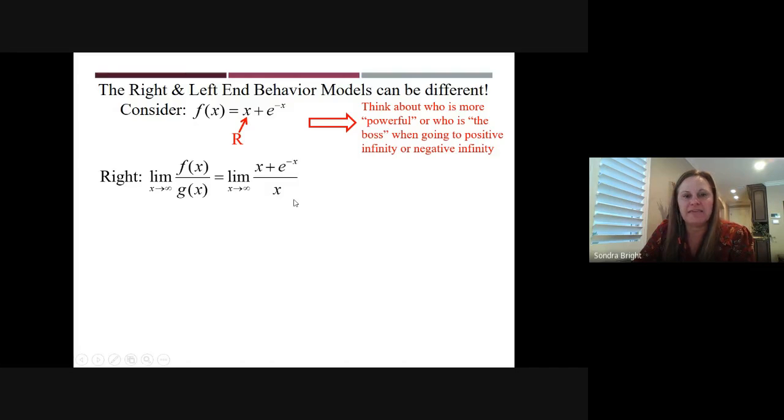And when you simplify this, you'd have x over x would give you 1 plus e to the negative x over x. Well, as you're going to infinity, e to the negative infinity gets shoved down in the bottom. Does that make sense? Do you remember that negative exponents? It's the same as I could move this, make it a positive exponent and put it down in the denominator as an e to the positive x.